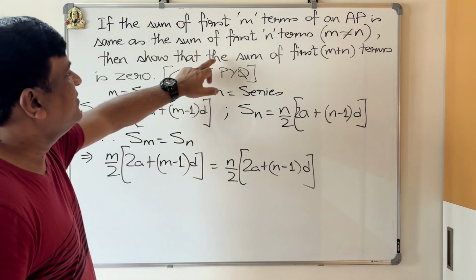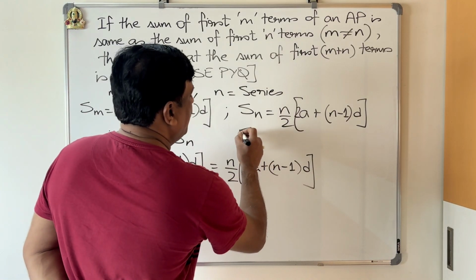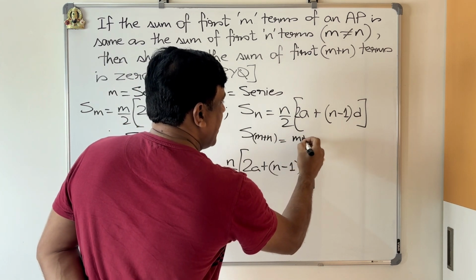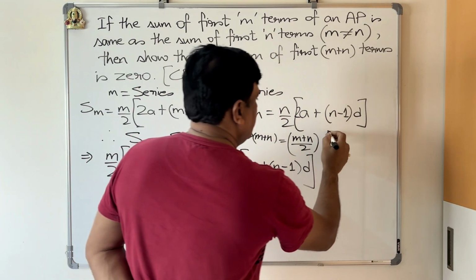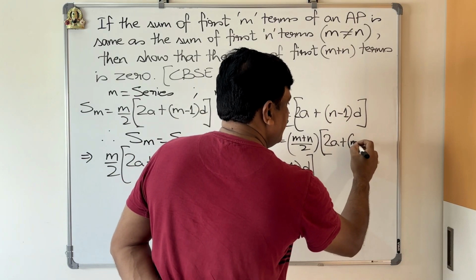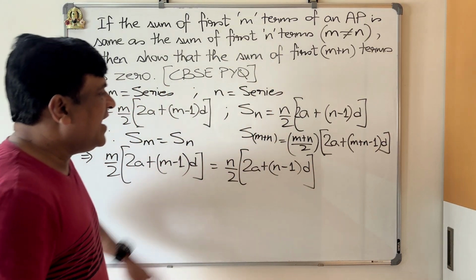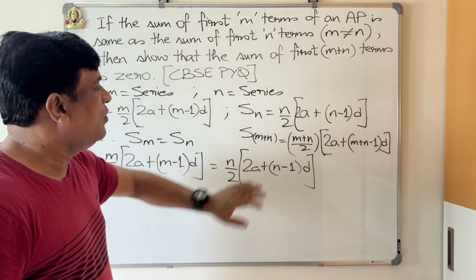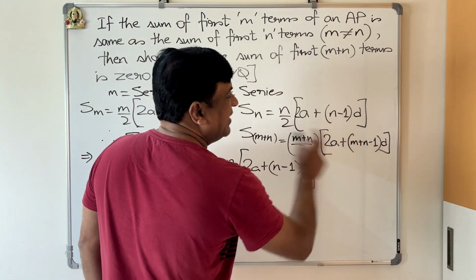Then show that the sum of first m plus n terms. What will be the sum of m plus n terms? I can put it like this: it is equal to m plus n by 2, where in place of n, I'm going to put m plus n. This will remain as 2a plus, inside, instead of m, we put m plus n minus 1 times d. This is the sum. They are saying that this will be equal to 0. This should be equal to 0. So now what we need to do is solve this one and arrive at this.